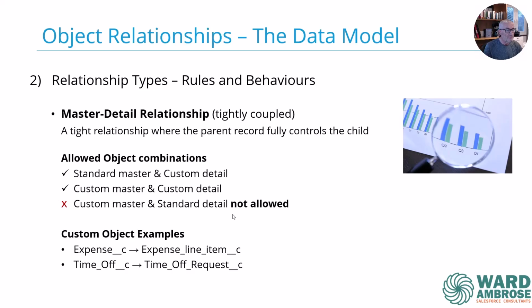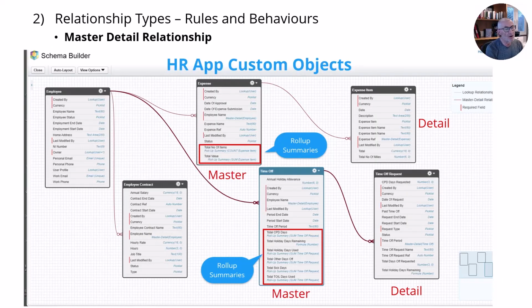This is an example of an HR app that has been built, and they're all custom objects. 6 of them. These 4 objects over on the right hand side are in master detail relationships. The expense and the expense item, that is the master, and the expense item is the detail. The time off object is the master, and the detail is the time off request. So the relationship is left to right in each case with the detail, and in here you have the master objects. Bear in mind that the cardinality in these objects is one to many.